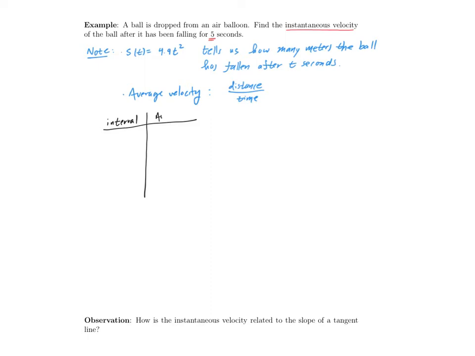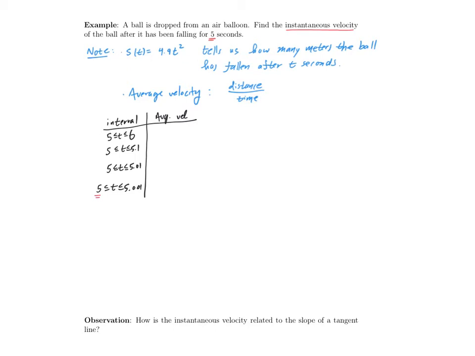So we have an interval and an associated average velocity. We'll look at the intervals where the time is from, say, 5 to 6 seconds, so maybe starting off a bit larger than we need. And then we'll go from 5 to 5.1, 5 to 5.01, and then finally 5 to 5.001. So these are intervals shrinking down to just that 5 seconds we are interested in, and we're shrinking down to it on the right side.